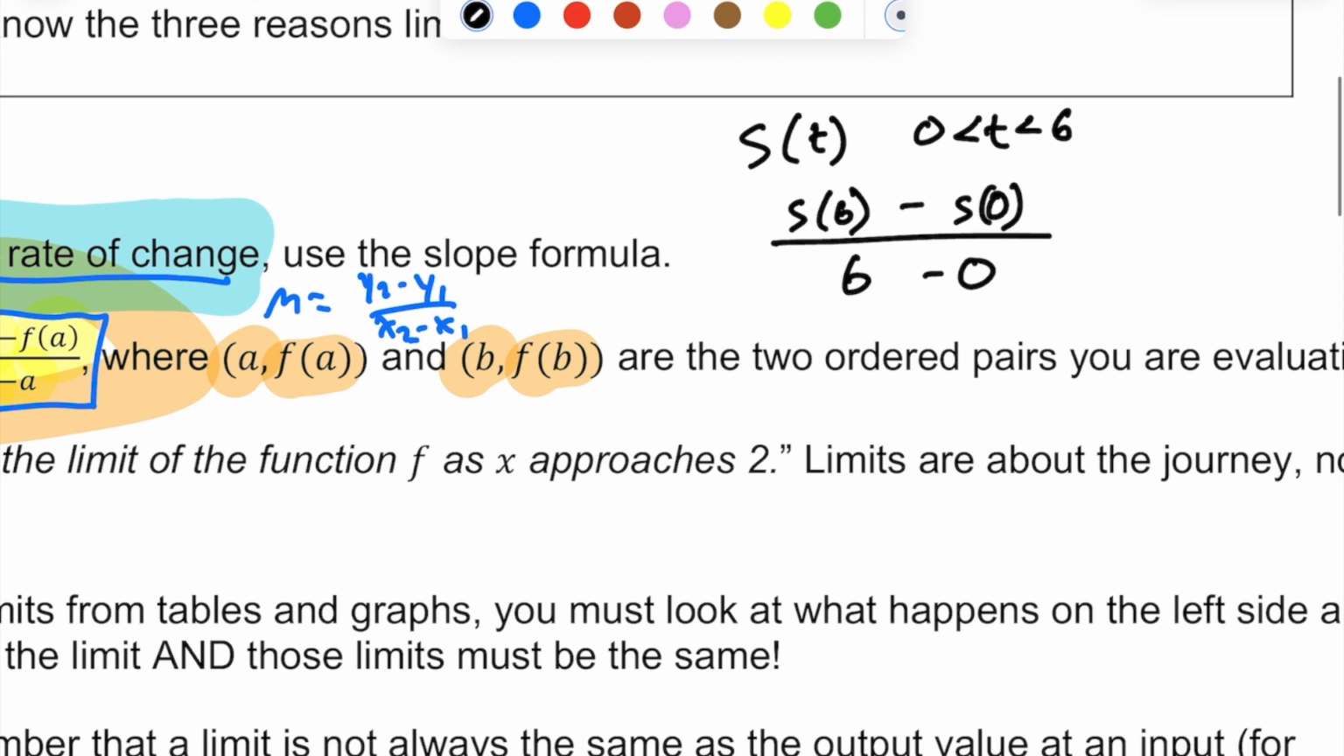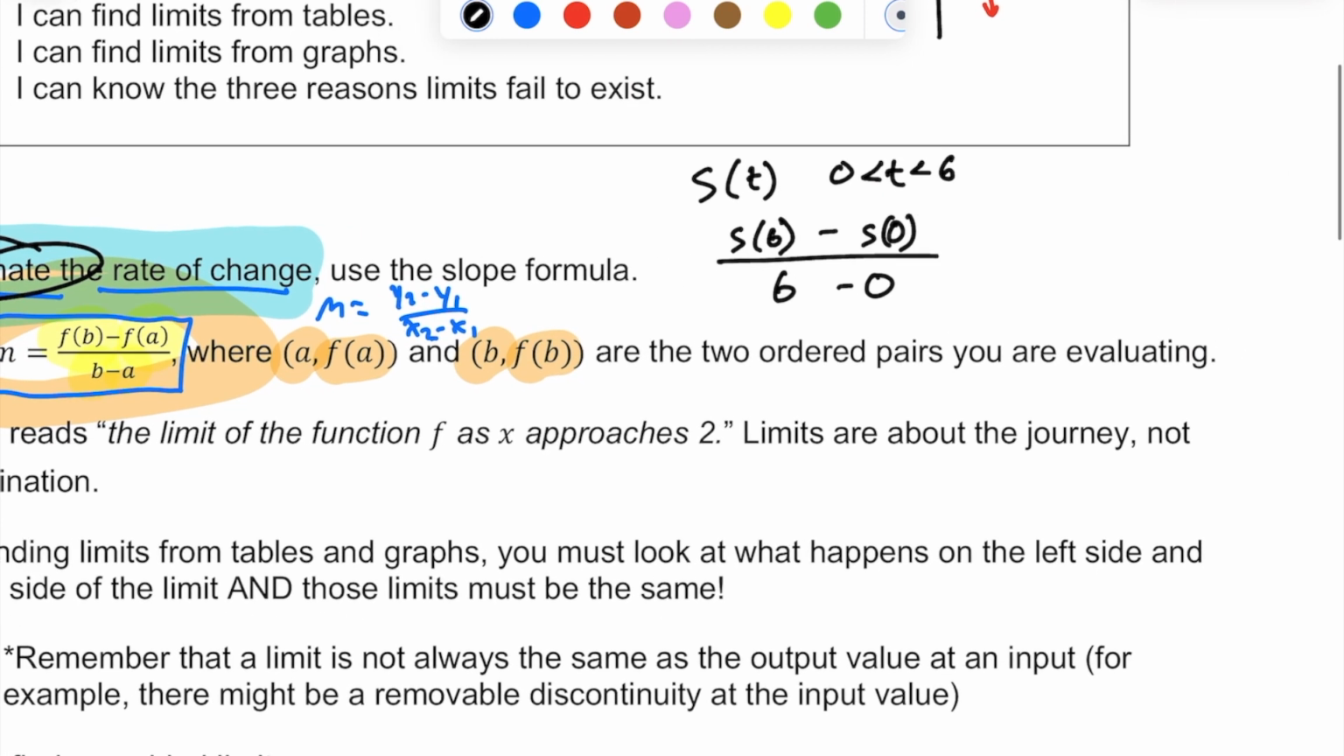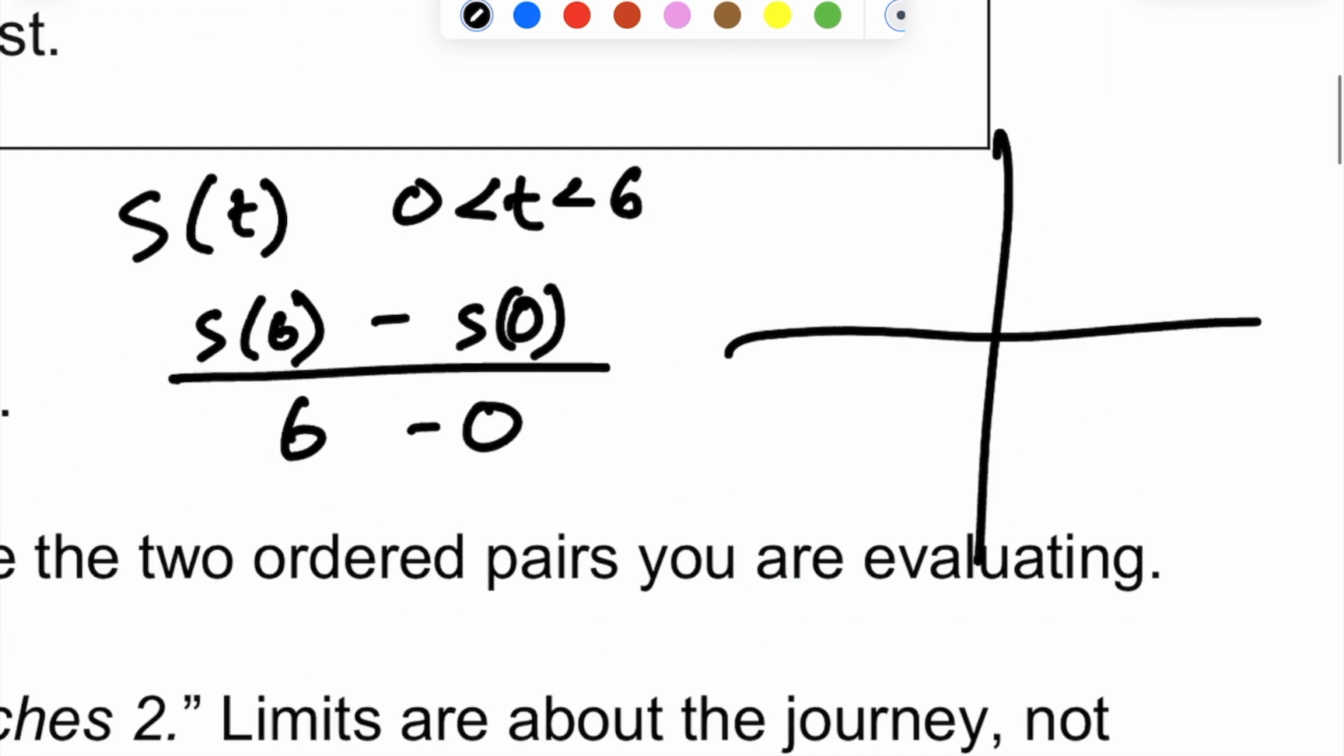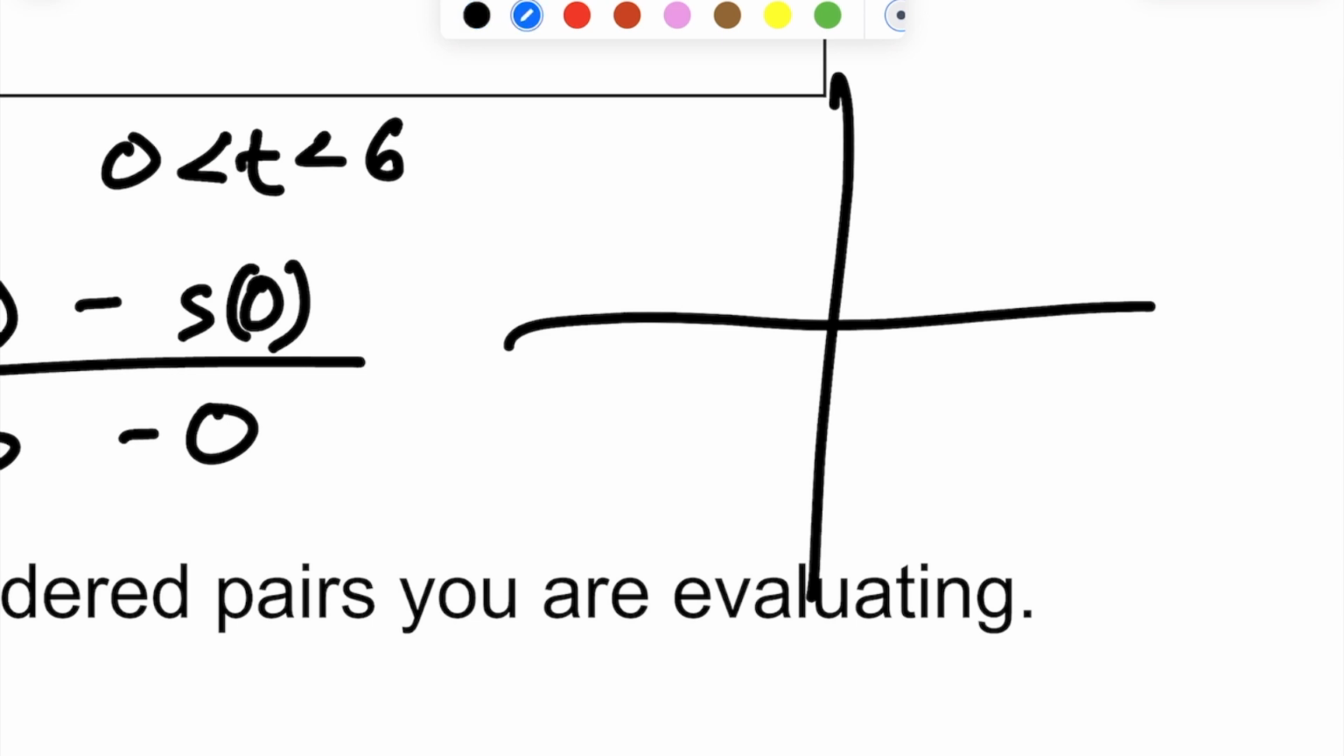You might be asked to do this from a graph. Could look something like this. Let me zoom in here. So maybe you have a graph that starts right here. Maybe it goes up like this, and I'm not going to be too crazy here. And then maybe here it levels out and does something different. So some kind of piecewise graph.